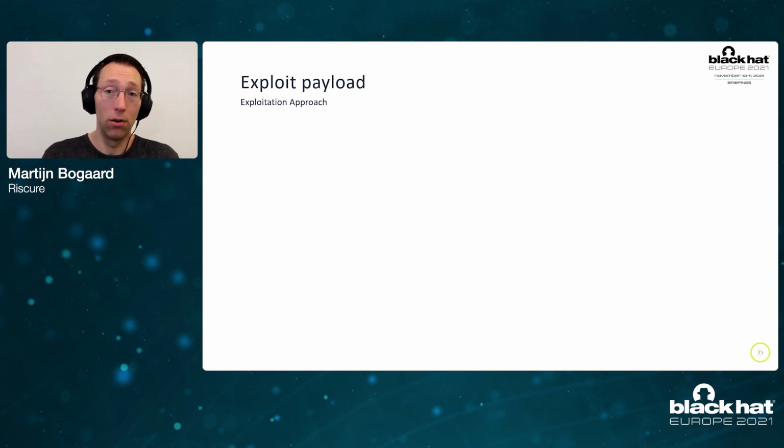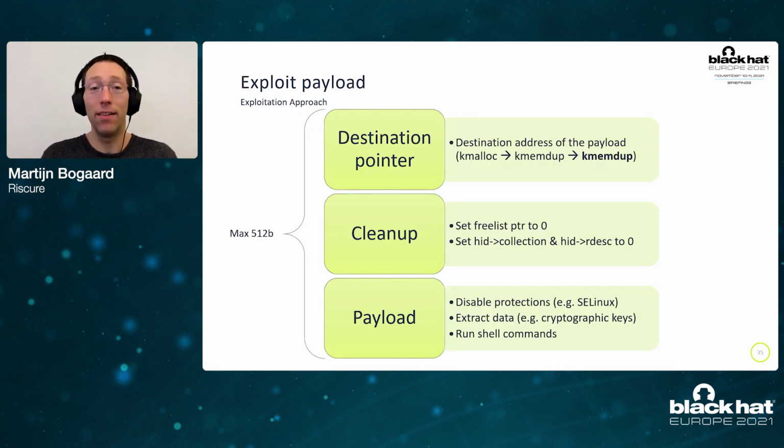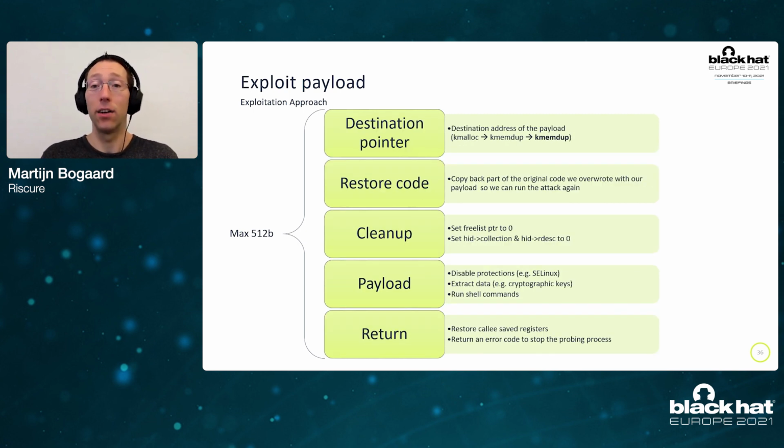So what does our payload look like? Well, as I told before, we are constrained in size to 512 bytes. At the very start, we have the destination address where we want to write our payload to. Then we have some mandatory cleanup steps to prevent the kernel from instantly panicking the moment we deliver the payload. And then we have the actual useful part of our payload. This could, for example, be running a shell command as root, extracting some data like cryptographic keys, or disabling some of the protections like SELinux.